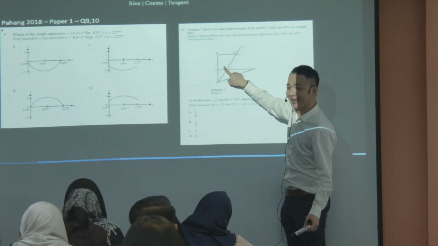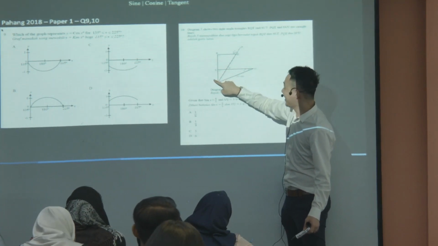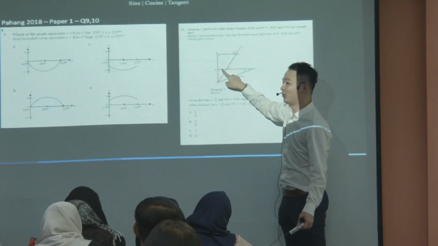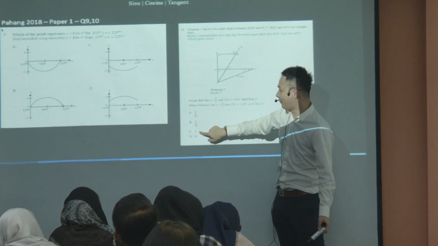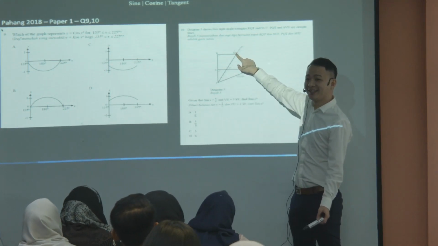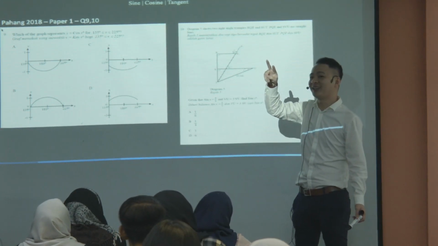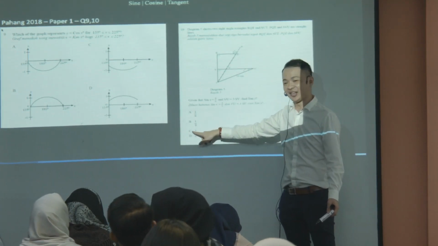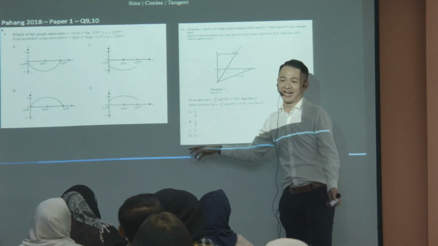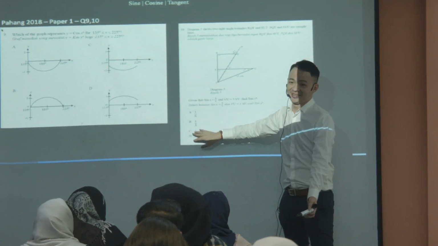Tangent OA, 6 over 2. 6 over 2 is 3, isn't it? So you can choose 3, but then the problem is this angle is in the second quadrant. Second quadrant only sine positive. Tangent must be negative, so it's negative 3. No answer here. The answer is closer, it's C lah. It's negative 3.